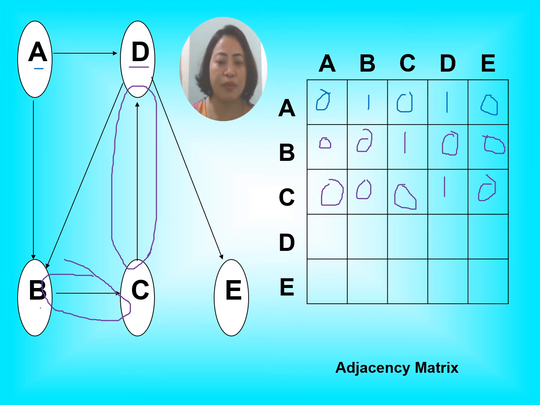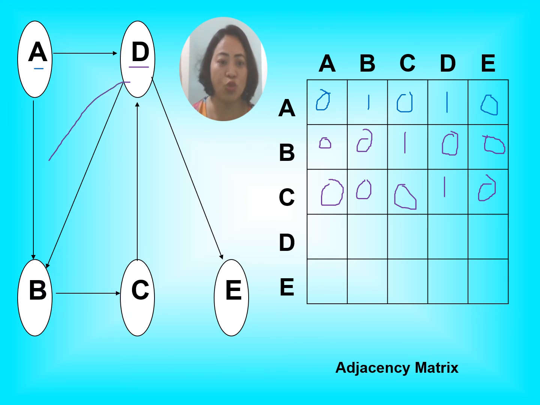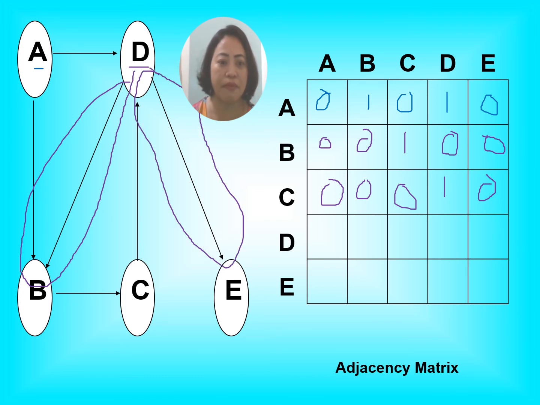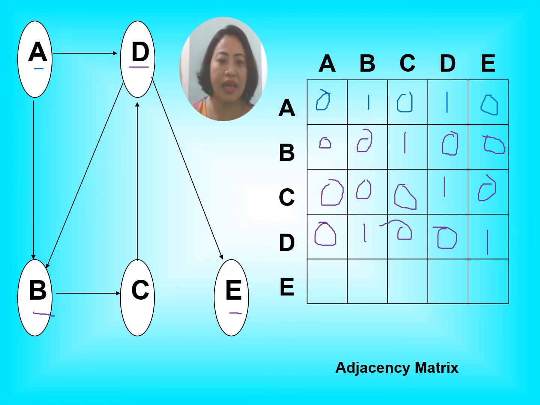From D, we have edges going towards B and E. So we have B and E. The rest are zeros. Okay? And last, from E. Does it have an out degree? Very good, none. Therefore, all of these are zeros.